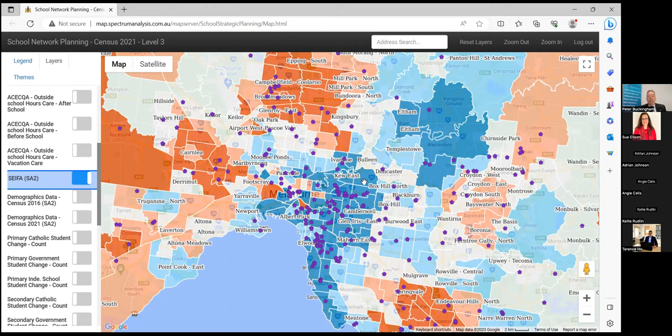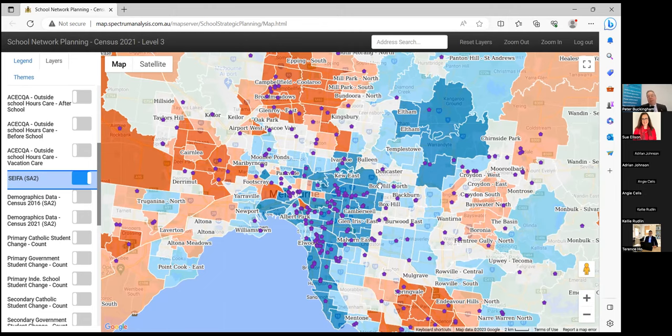So SEIFA, if I said to you, how do you judge socioeconomics of an area? Some people may say the average household income. Other people may say the price of the house they live in. Other people may say level of unemployment. Anyway, the ABS put that all together and come up with one number for every area across Australia.